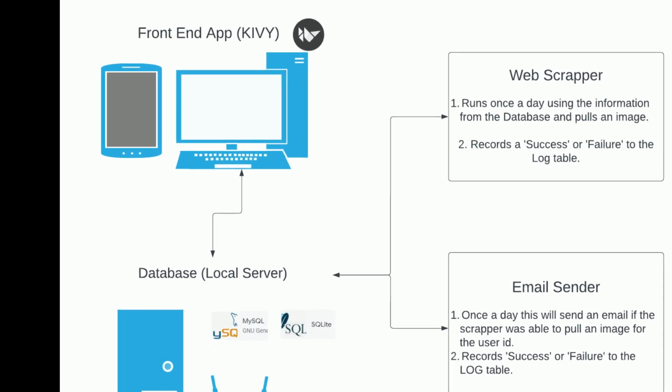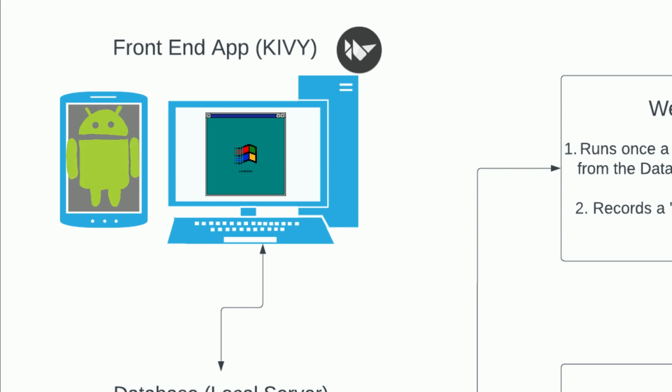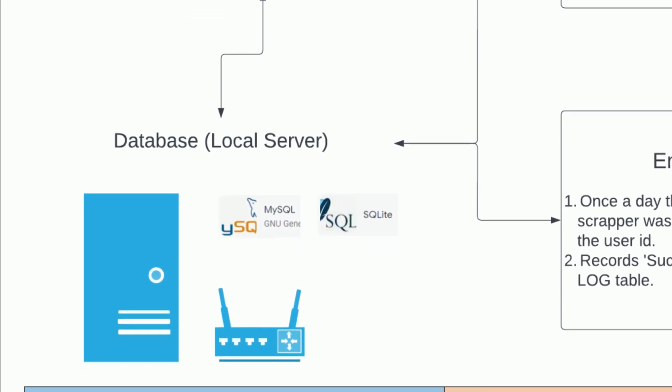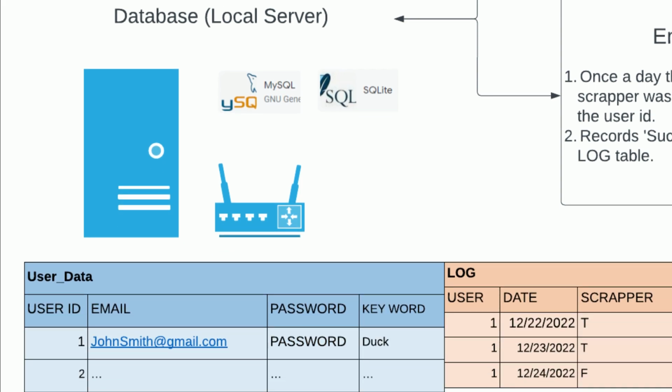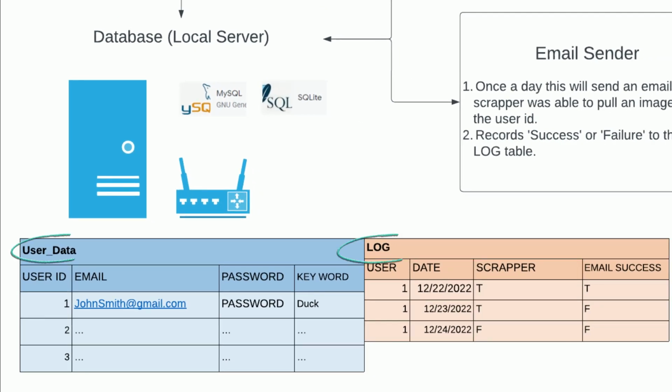The app itself will be built with Kivy, a Python app development framework. It's platform independent, so I should be able to write a Windows desktop application and then without much work translate it into a mobile app that could be used on an Android device. For the database, I'll probably end up using MySQL, but for now I'm going to keep my options open. I really only need two tables, user data and log. The database will also be responsible for holding one image per user ID.